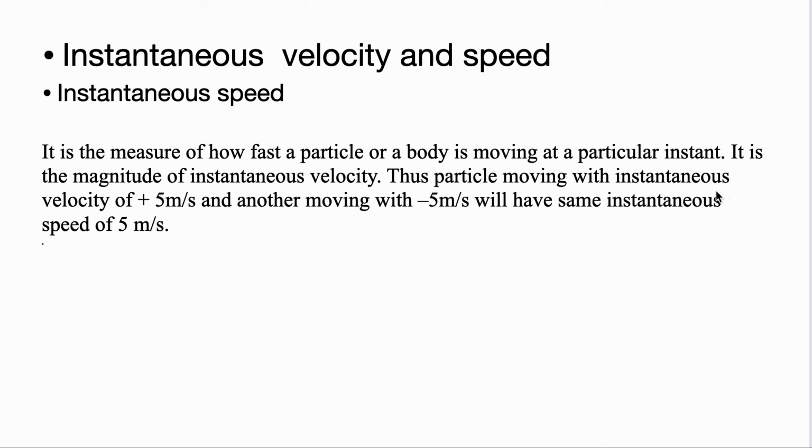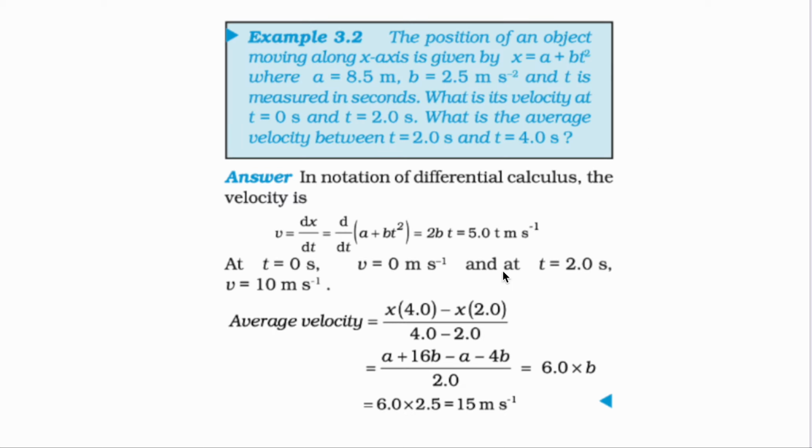Thus, a particle moving with instantaneous velocity of plus 5 meter per second and another particle moving with minus 5 meter per second will have the same instantaneous speed of 5 meter per second. Okay, this is instantaneous speed. There is one more problem from NCERT. You can go through this.